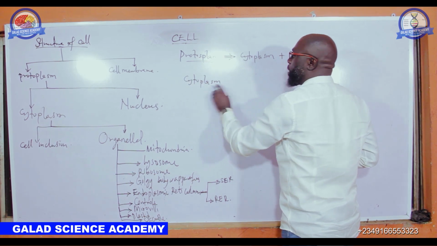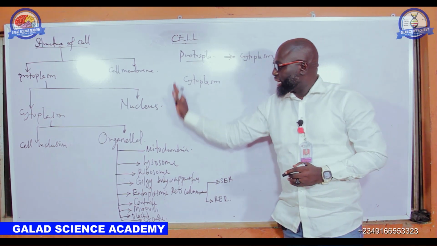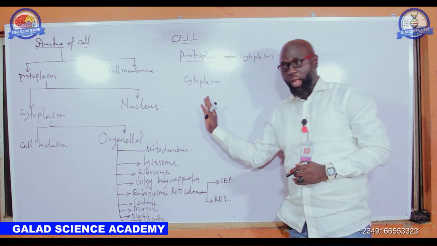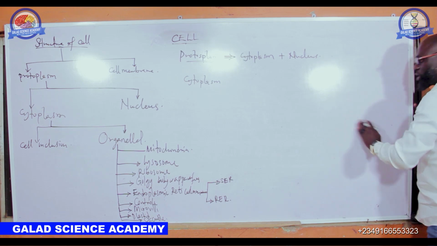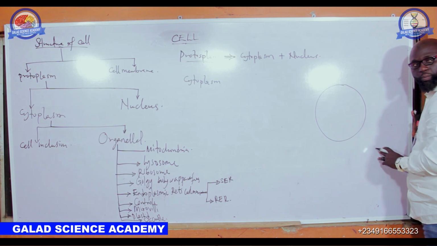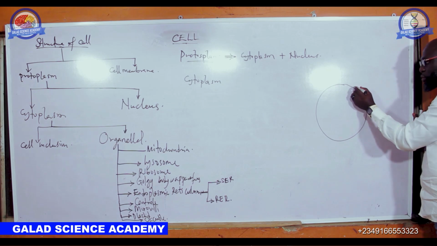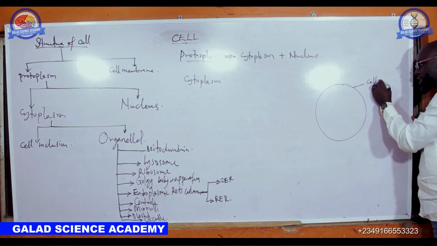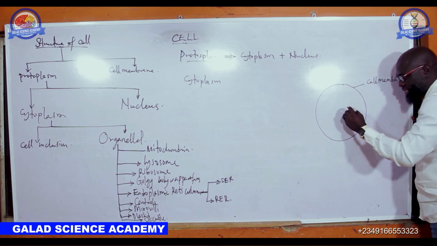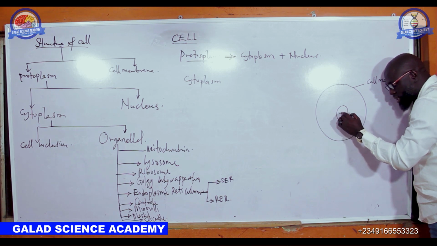Cytoplasm, also known as the cell body. The entire body of the cell, we call it cytoplasm. Let me show you the cytoplasm here. Assume this is a cell. This is a membrane. This membrane that surrounds the cell, we call it the cell membrane.